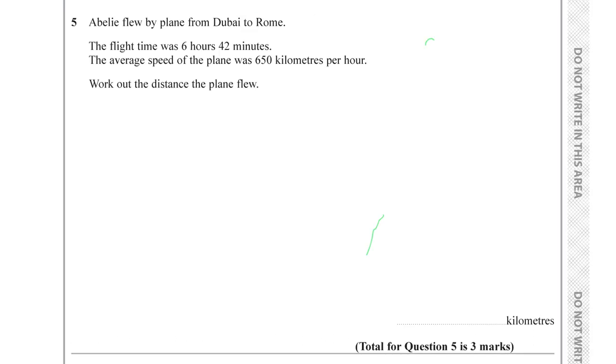Okay, we've got another speed equals distance divided by time question here. We've got a flight time of 6 hours 42 minutes and we have a speed of 650 kilometers per hour. We are looking for the distance. Now, as I did in my previous video on this, we must convert the time of 6 hours and 42 minutes into hours. So we're going to divide the 42 minutes by 60 to give us 0.7 of an hour. So our time is actually 6.7.